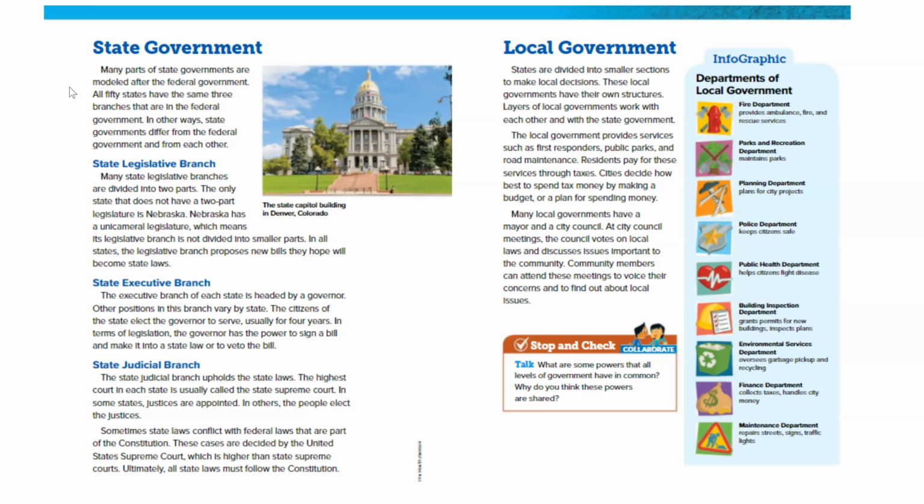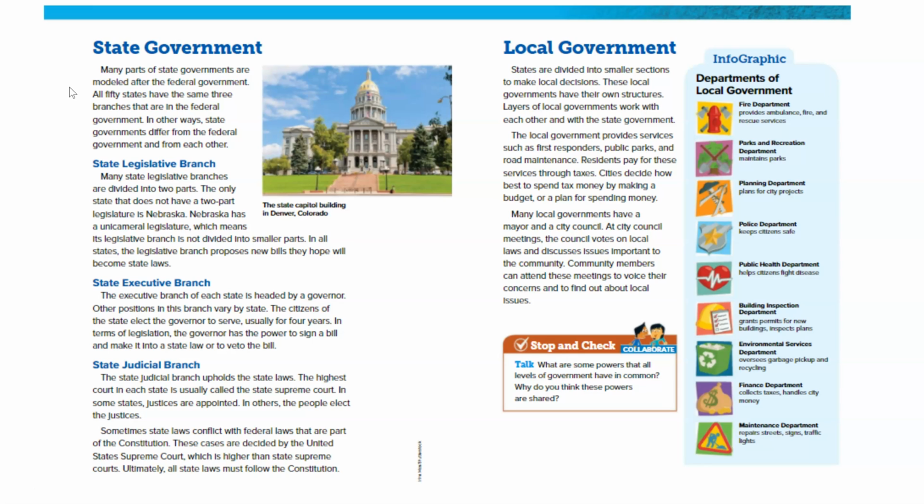Sometimes state laws conflict with federal laws that are part of the Constitution. These cases are decided by the United States Supreme Court, which is higher than state Supreme Courts. Ultimately, all state laws must follow the Constitution.